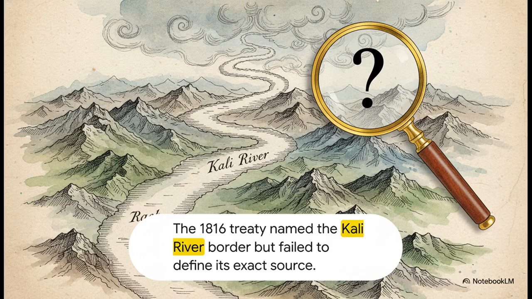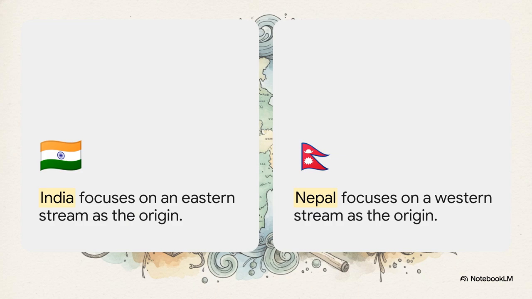Sounds simple, right? Well, rivers in the Himalayas don't just start at one neat, tidy little point. They're formed by multiple mountain streams merging together. And the colonial administrators back in 1816 completely failed to document which specific tributary they considered to be the actual, true source of the river. Because of that one missing detail, we now have two entirely different geographical interpretations, causing serious diplomatic tension.